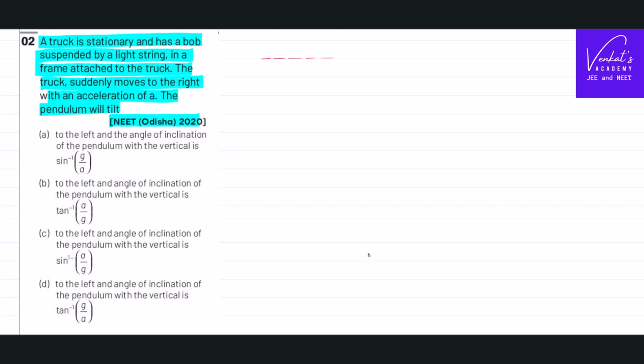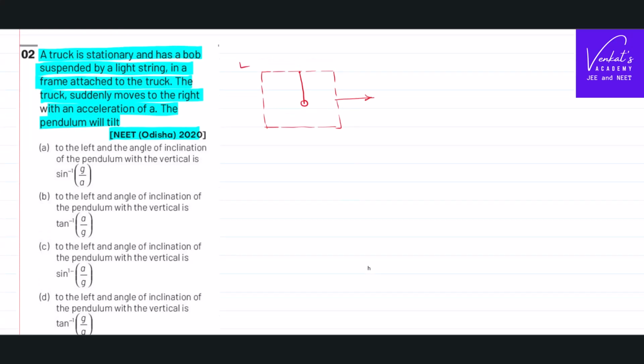There is a truck to which a bob is suspended with a light string like this, in a frame attached to the truck. The truck suddenly moves towards the right. That means this is left, and the truck suddenly moves towards the right this way with an acceleration a.